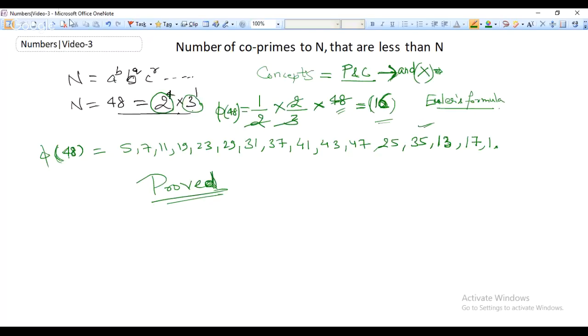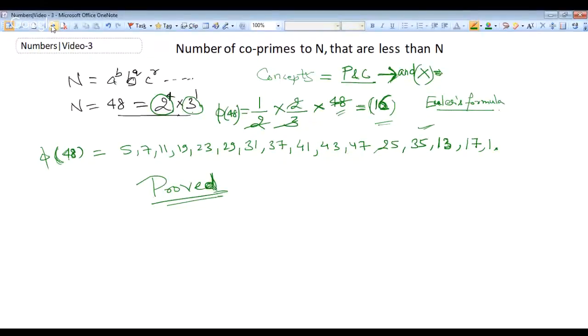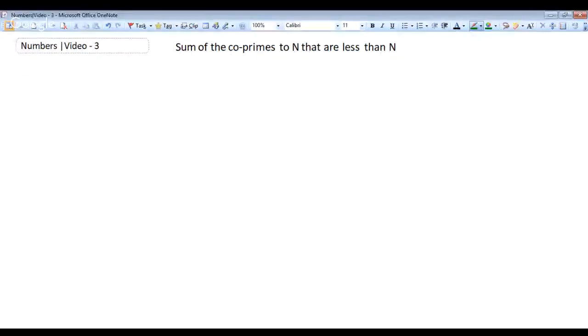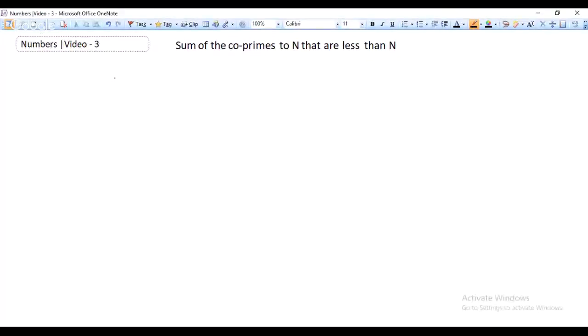Now we would go to the next concept. Next concept is the sum of the co-primes of n that are less than n. Let's take a number in the form of a to the power p, b to the power q, and c to the power r. Now we can take a number as 48.